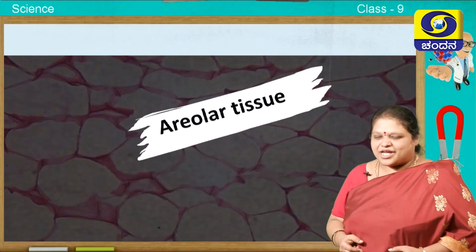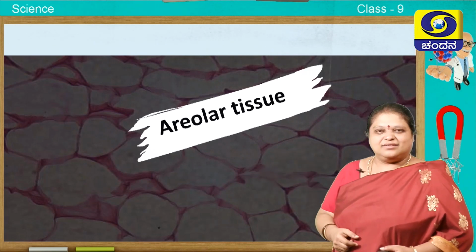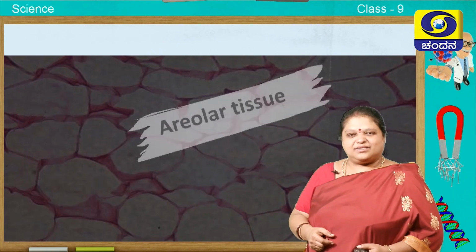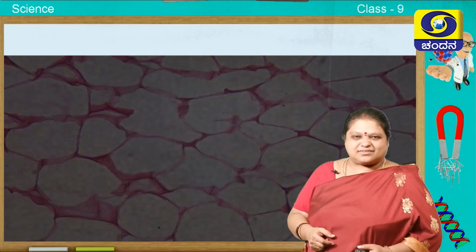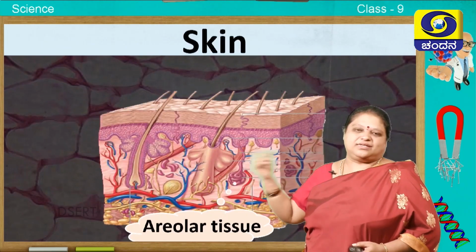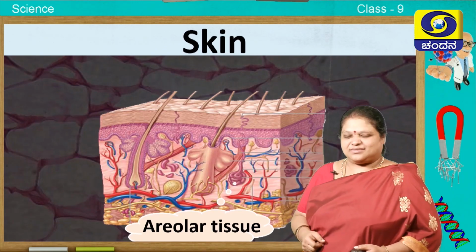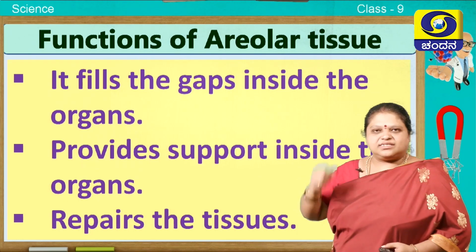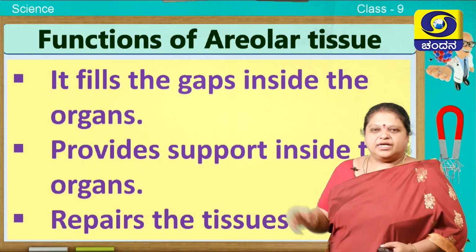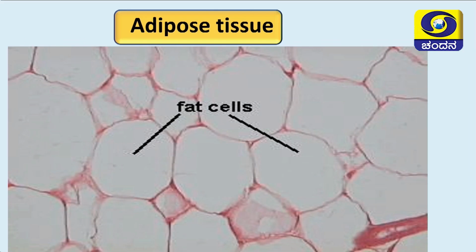Next we will come to the areolar tissue. As the name itself suggests, it has air in it, so it helps in the exchange of respiratory gases. We have talked about it. Next, it is present just beneath the skin. So that's why it helps in exchange of gases. So let us see the functions of areolar tissue. It fills the gaps inside the organs. It provides support inside the organs. Not only that, it repairs several tissues.